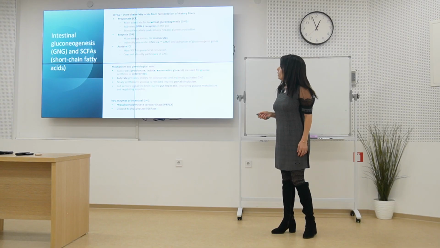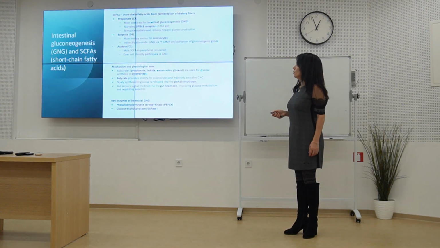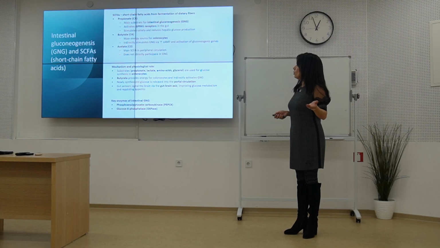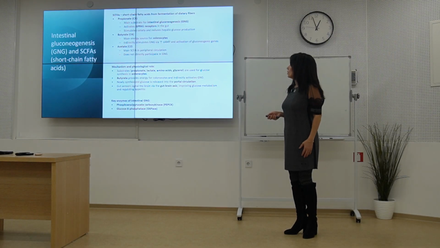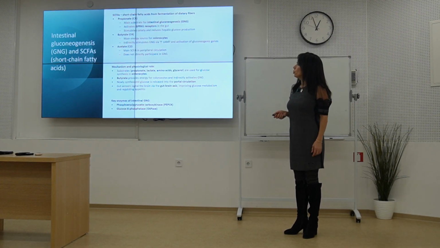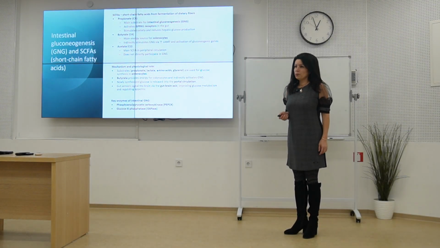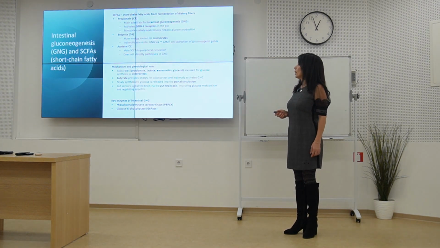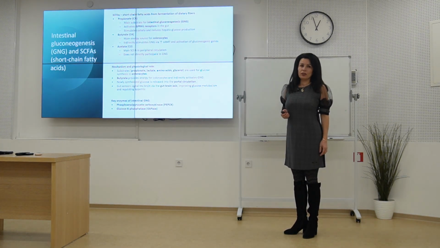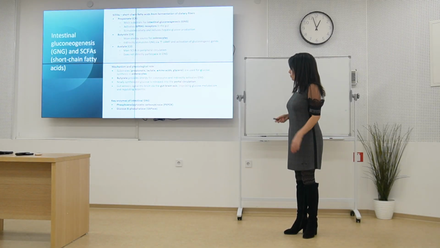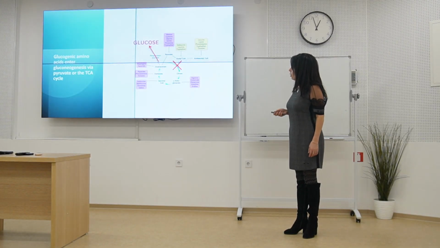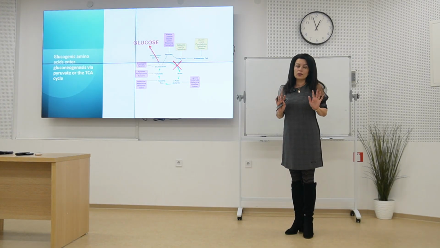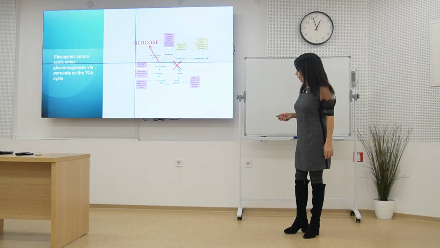The mechanism and physiological role of these substrates like propionate, lactate, amino acids and glycerol is that all these are used for glucose synthesis in enterocytes. Butyrate provides energy for colonocytes and indirectly activates GNG locally. And let's go directly to glucogenic amino acids, which are the main source of gluconeogenesis actually.